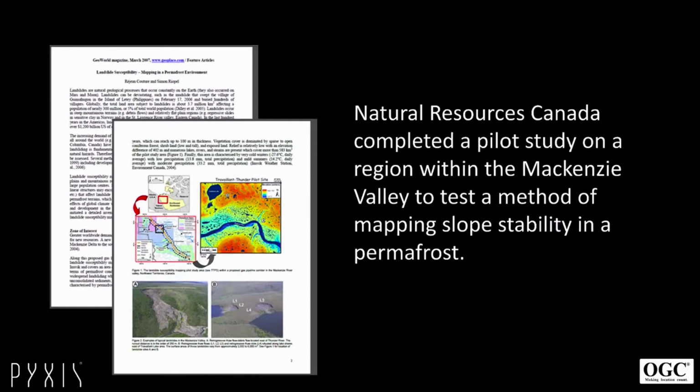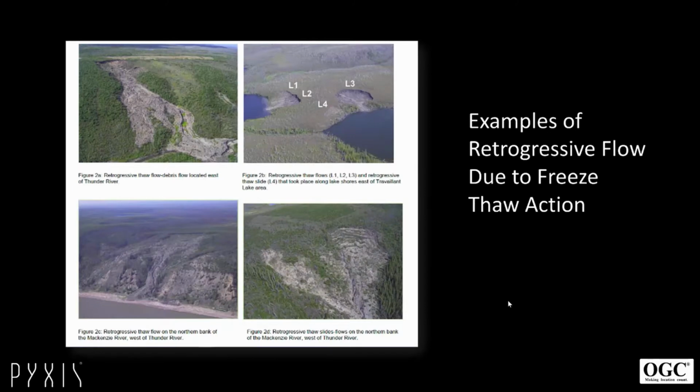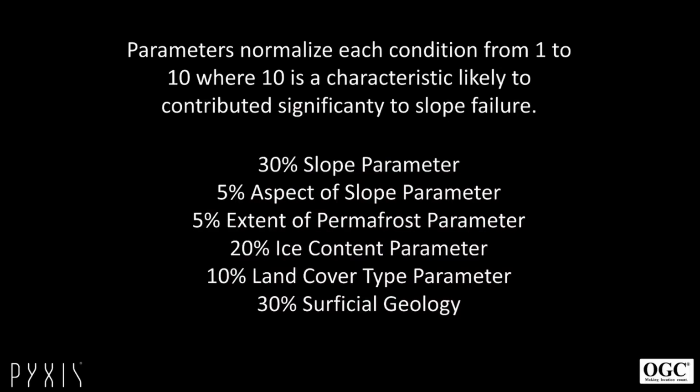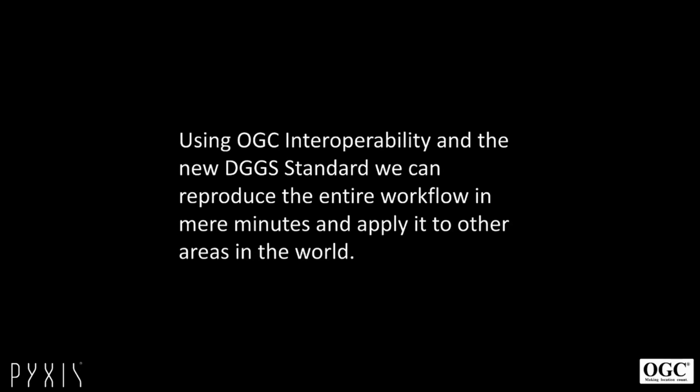In 2006, Natural Resources Canada completed a pilot study within the Mackenzie Valley to determine areas susceptible to slope failure and landslides due to permafrost loss. The technique they proposed would follow a 5-step process that resulted in a parameterized model of risk. Values from 1 low to 10 high would then be mapped. We will reproduce this technique using OGC interoperability and the Discrete Global Grid System functions explored earlier in the demonstration.